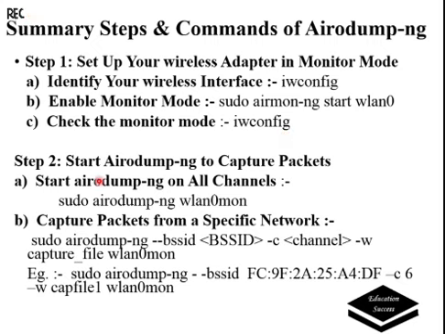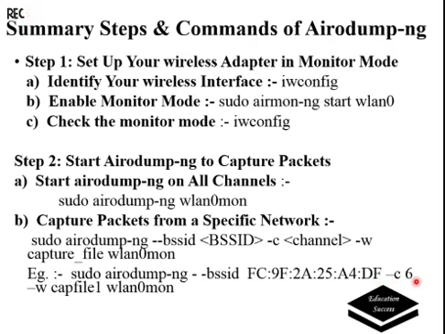Now the second step: once in monitor mode, we have to start capturing the packets. So start airodump-ng for all channels: sudo airodump-ng wlan0. It will show all nearby networks, their BSSIDs, their channels and their encryption types. Again, we have to select one specific network to capture the packets, so we type the command sudo airodump-ng --bssid, specifying the BSSID from which you want to capture the packets.